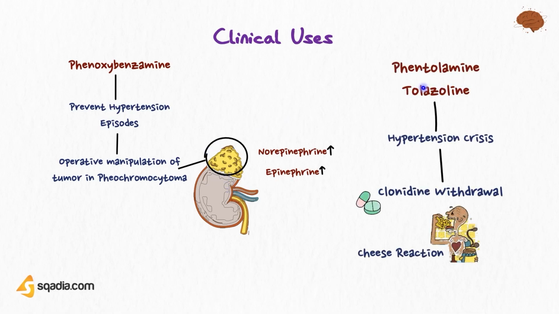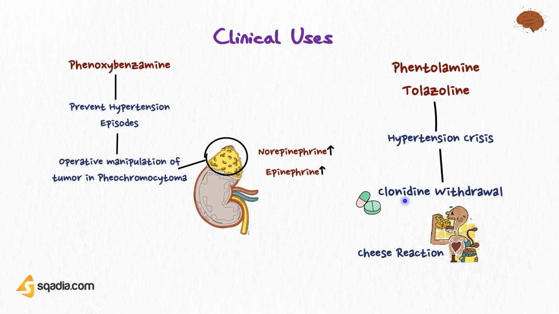Next, we have phentolamine and tolazoline. Phentolamine and tolazoline are used in the hypertensive crisis in clonidine withdrawal and cheese reaction. What is clonidine withdrawal and cheese reaction, we will discuss shortly. Phentolamine and tolazoline, you remember, are the reversible non-selective alpha blockers. So they are reversible non-selective alpha-2 blockers basically.